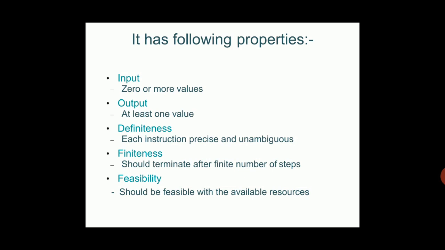If you have given some input to your machine or your instructions, then at least one output is compulsory. Otherwise the machine has some fault. These are two characteristics of the algorithm: input, and the next one is output.